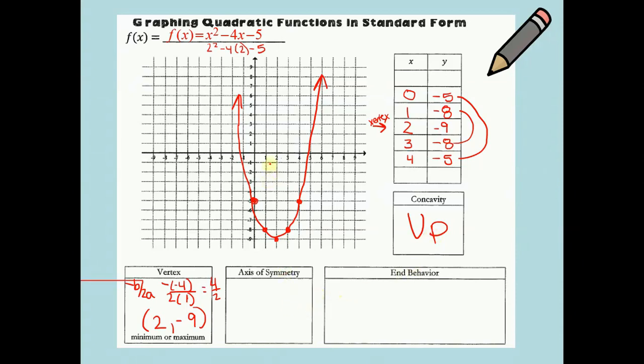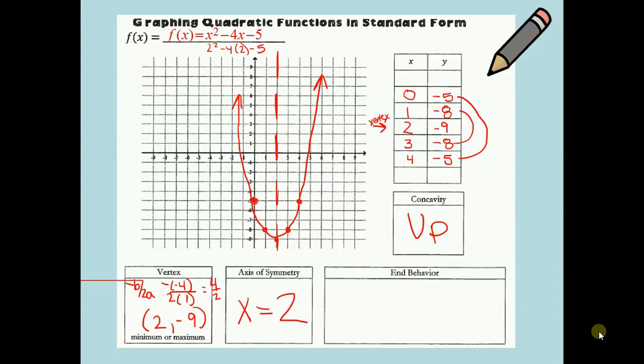My axis of symmetry. Now notice, guys, if I would fold my parabola right here on the line I'm drawing, I would be able to fold it perfectly, right? And the equation of this line that I just drew would be x equals 2. So that would be the axis of my symmetry. X equals 2. That's the line that would draw this particular line right here.